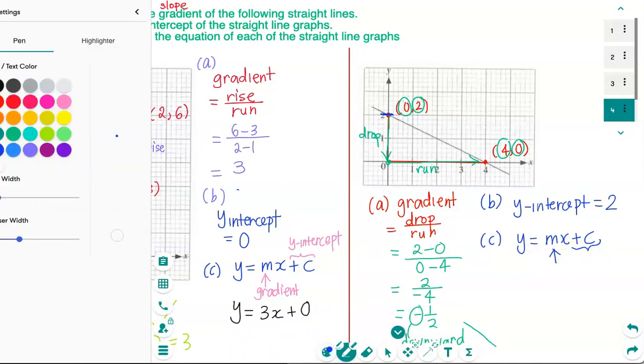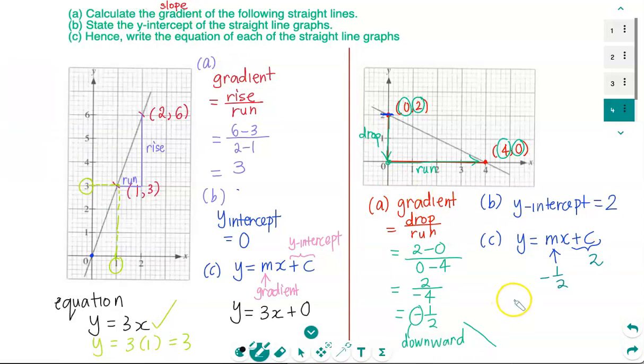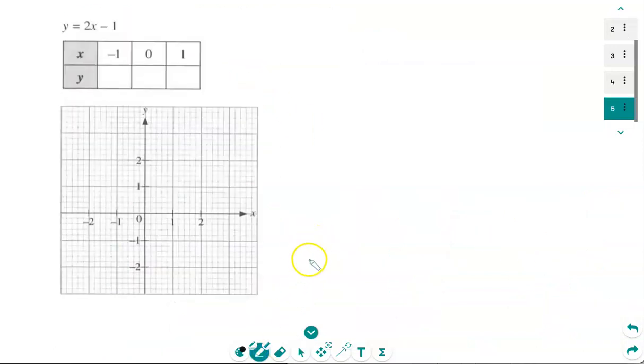So what is the gradient? The gradient is minus half. The y-intercept is 2. And therefore, the equation of this straight line will be y equals minus half x plus 2. So this will be the equation of the straight line. Remember, the negative sign in front of the gradient would tell you that this is a downward sloping graph.